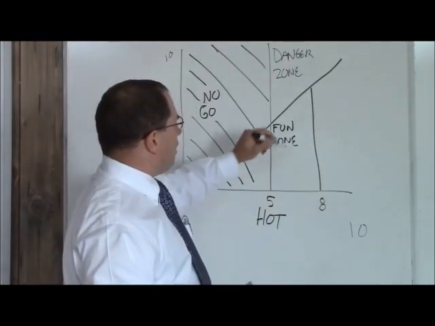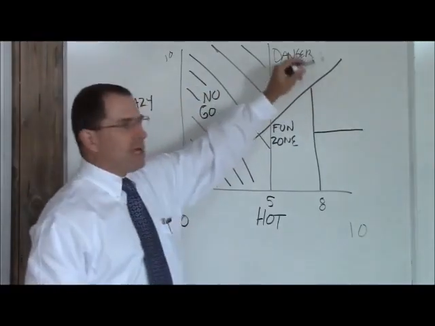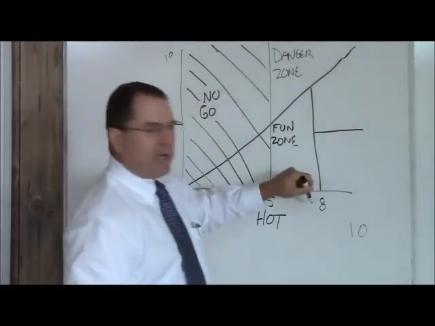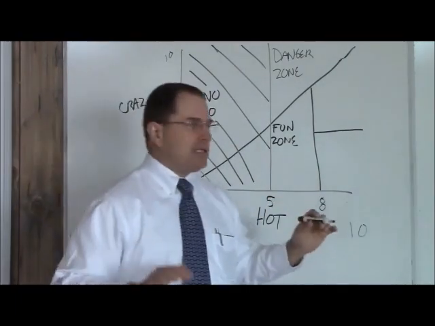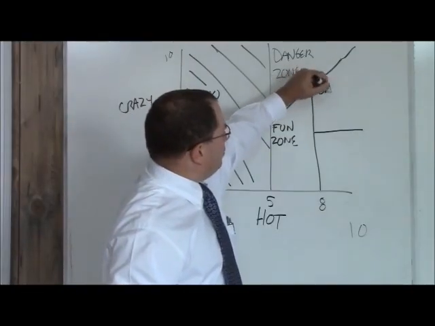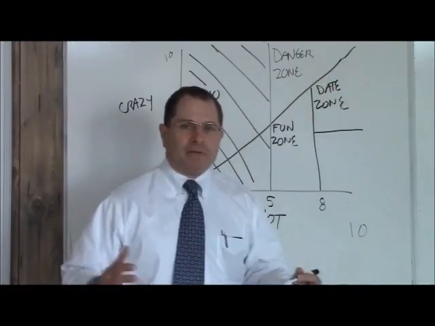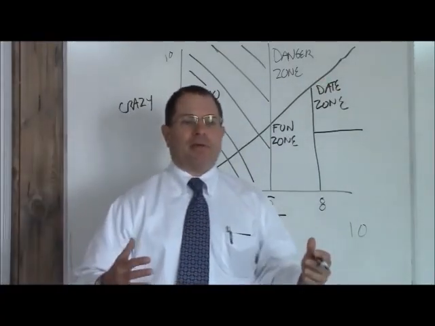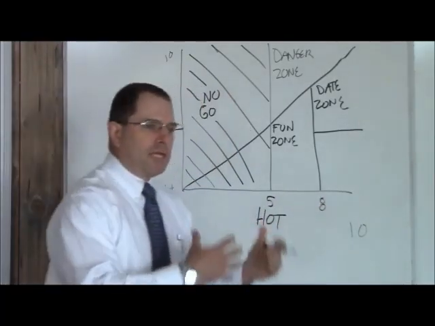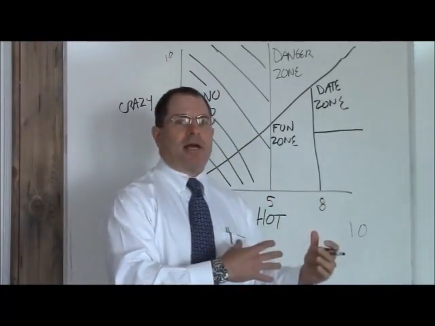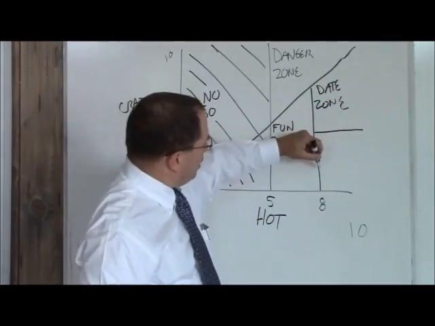Now, moving on, you have this zone here. This is below the crazy line, above an 8 hot, but still, about a 7 crazy. This is your date zone. You can stay in the date zone indefinitely. These are women that you introduce to your friends and your family. They're good looking and they're reasonably not crazy most of the time. Okay? So you can stay here indefinitely.